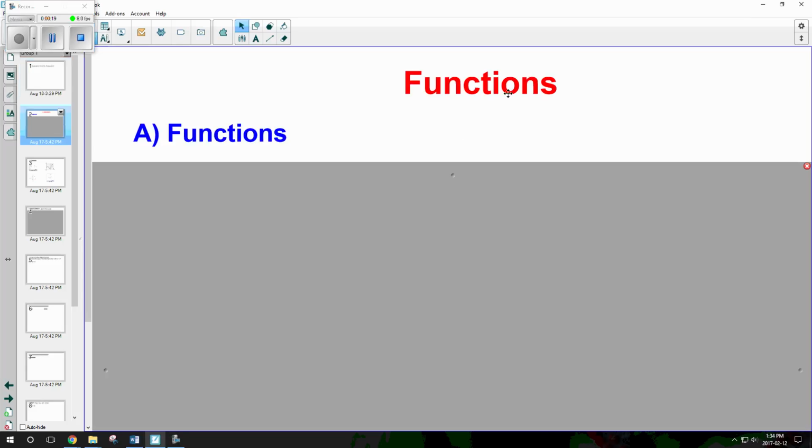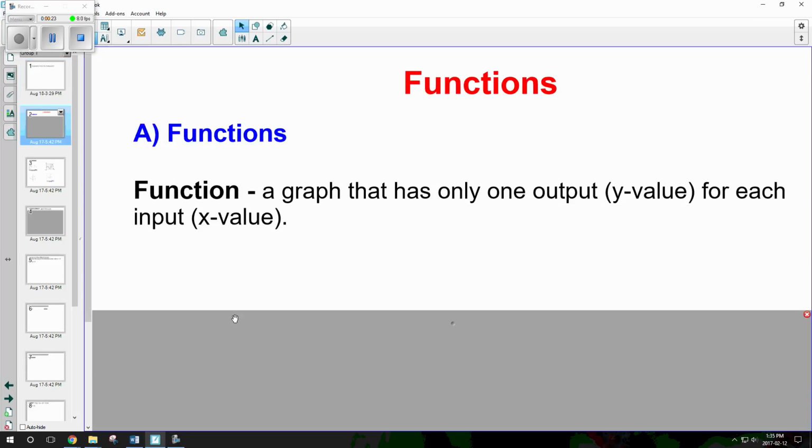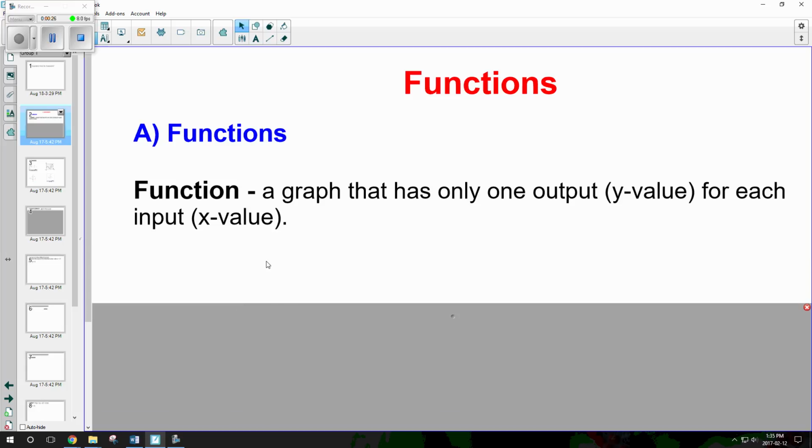Today we're looking at functions. First, we're going to look at the definition of what a function is. A function is a graph that has only one output, that's a y value, for each input, and that's the x value. So on our graph, for every x value that we have, we should only ever have one y value. If our graph has two y values for one x value, then it's not considered a function.